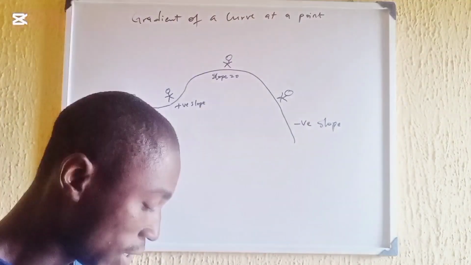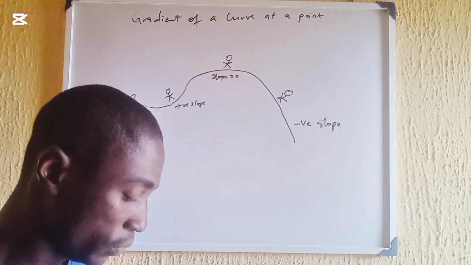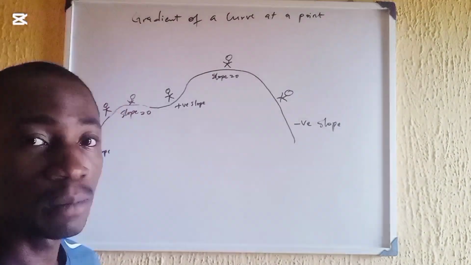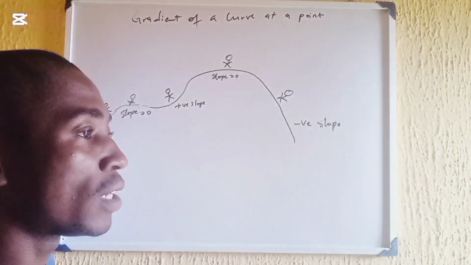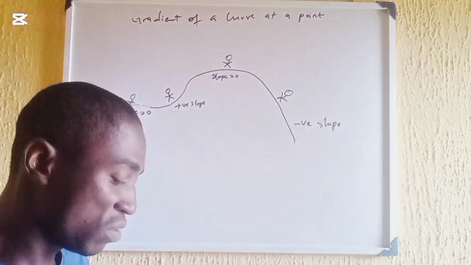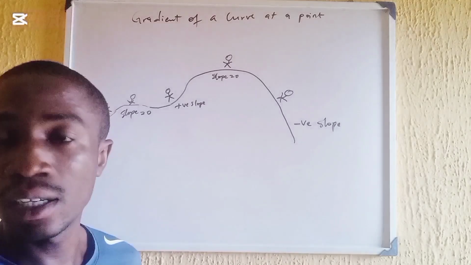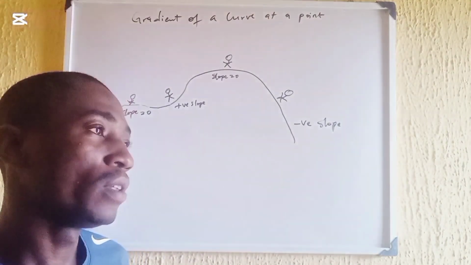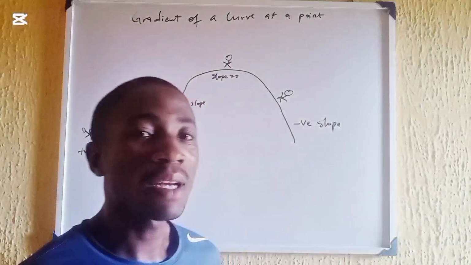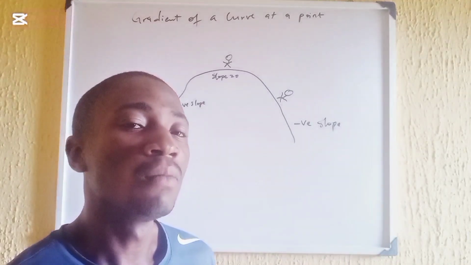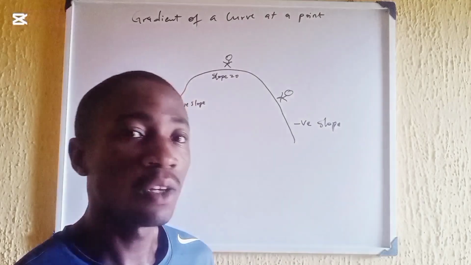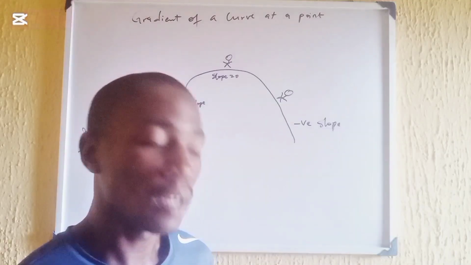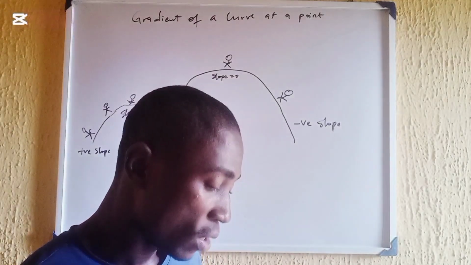So that takes us to the gradient of a curve at a point. What is it? It is the slope of the tangent to the curve at that point. So when we draw a tangent to the curve at that point we're interested in, then we take the slope of that tangent. That gives us the gradient of the curve at that particular point. So you can see that it's something practically difficult, but we can get an approximate value of the slope using this method. Now I want us to try an example as we go ahead.